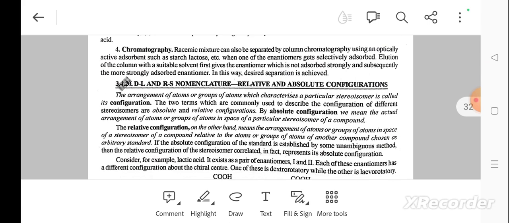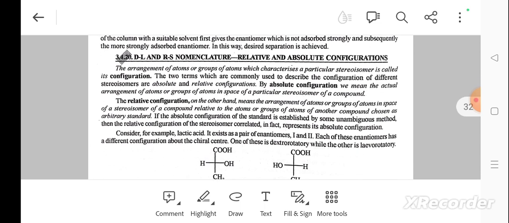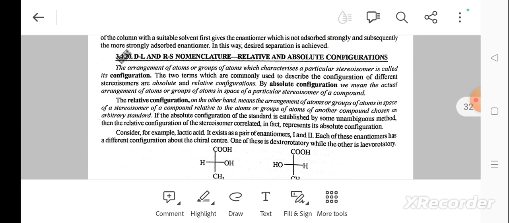Chromatography: the racemic mixture can also be separated by column chromatography using an optically active adsorbent such as starch or lactose. When one of the enantiomers gets adsorbed, elution of the column with a suitable solvent first gives the enantiomer which is not adsorbed strongly, and subsequently the more strongly adsorbed enantiomer. In this way, the desired separation is achieved.